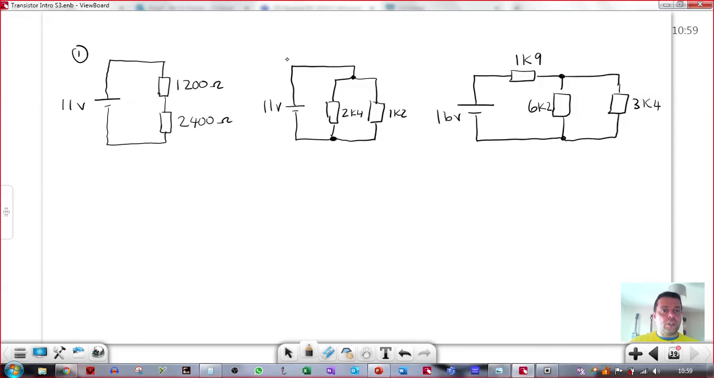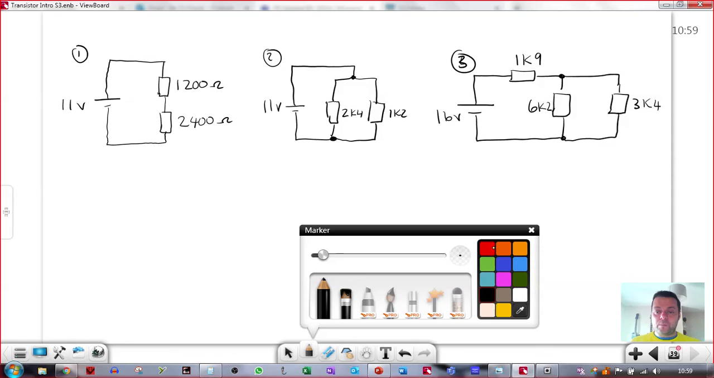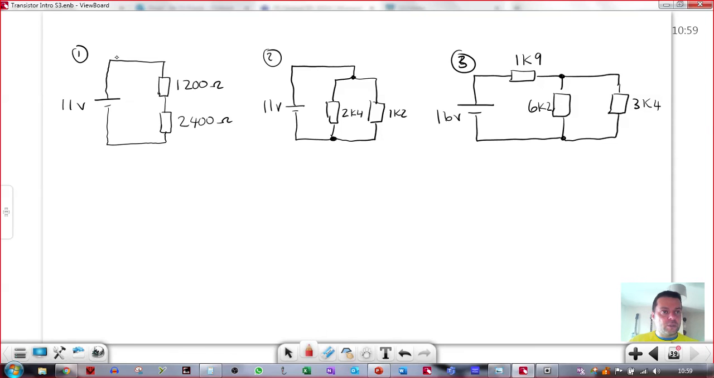Right, okay, so here's another 3 questions, but this time they are not as simple. In the first circuit it's purely series, in the second one it's purely parallel, and in the third one the 1K9 is in series with these two in parallel with each other. What I want you to calculate are all the currents and all the voltage drops. So for question 1, I need IT, I need V1, and I need V2. Okay? Because once you work out IT, that is the current through those resistances.